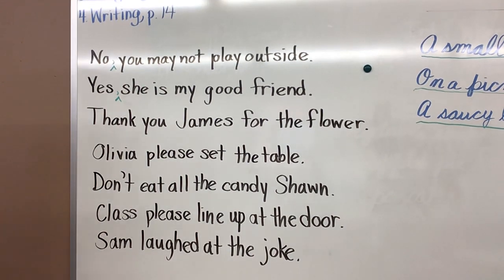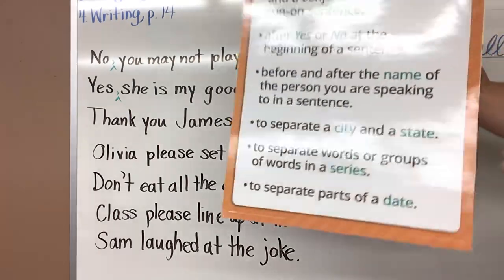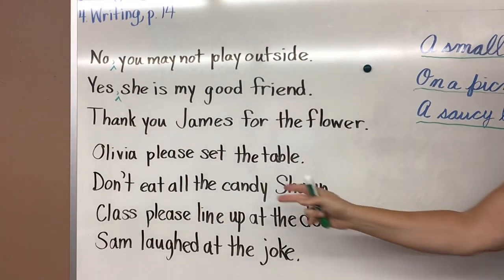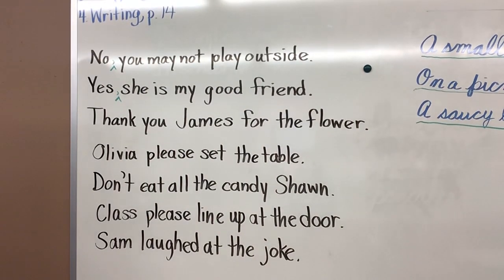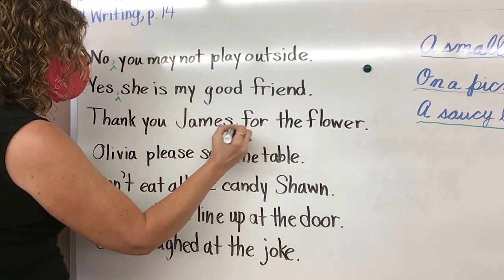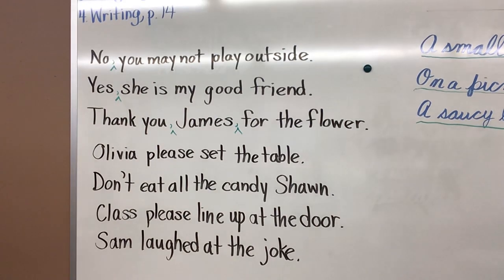All right, according to the rule, listen to the rule again. It said before and after. I gotta find the right chart. There it is. It said before and after the name of the person you're speaking to. And there is going to be some clarification. But do you see how his name is in the middle of the sentence there? And you are right. You are talking to James. That's direct address. So you're going to do it not just after James, but you're also going to do it before James. All right? What about this next one?